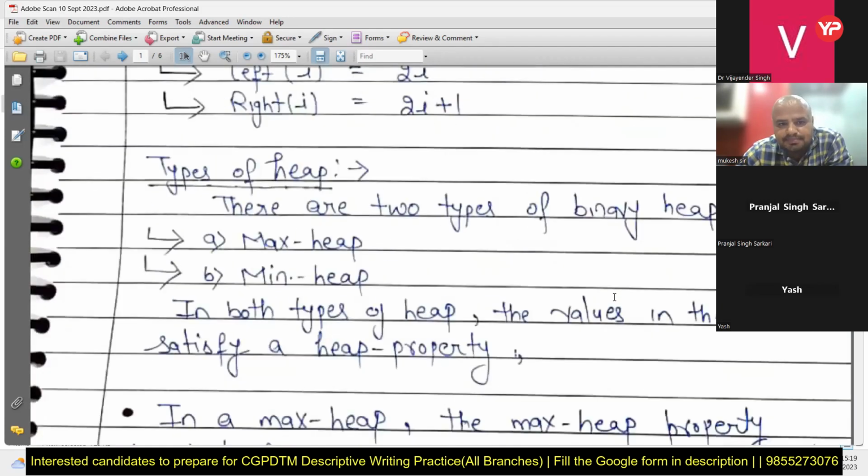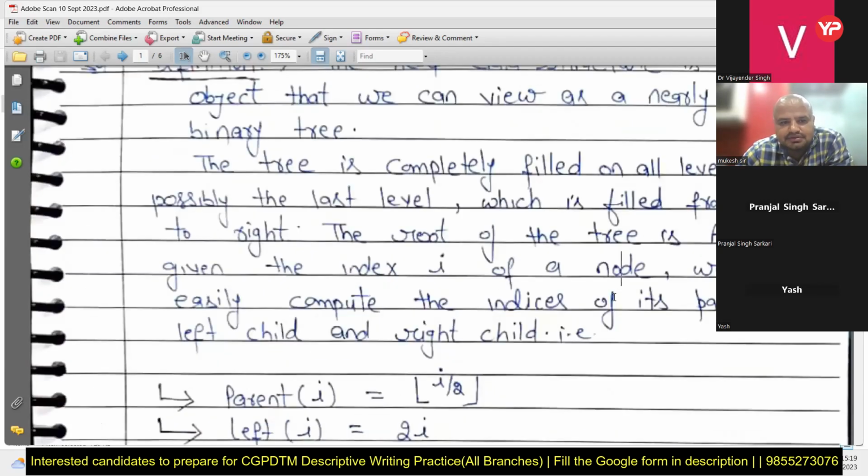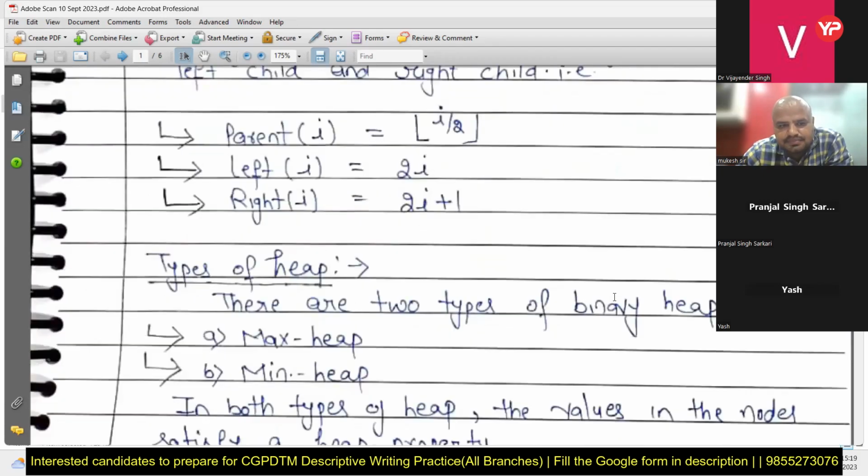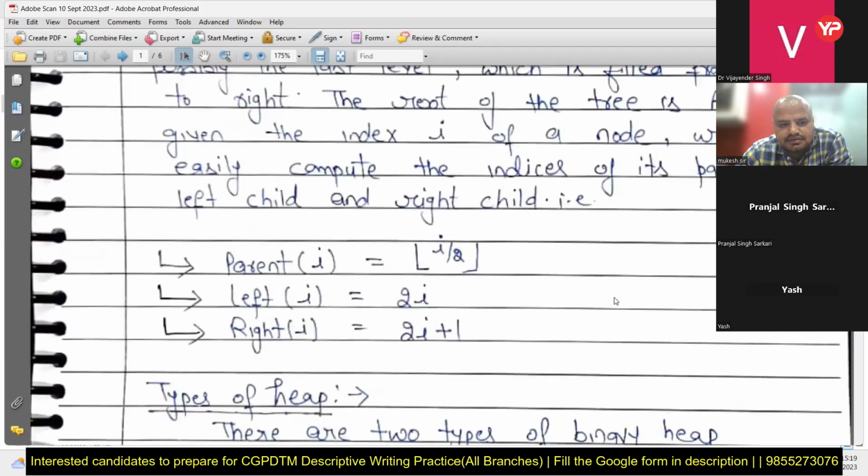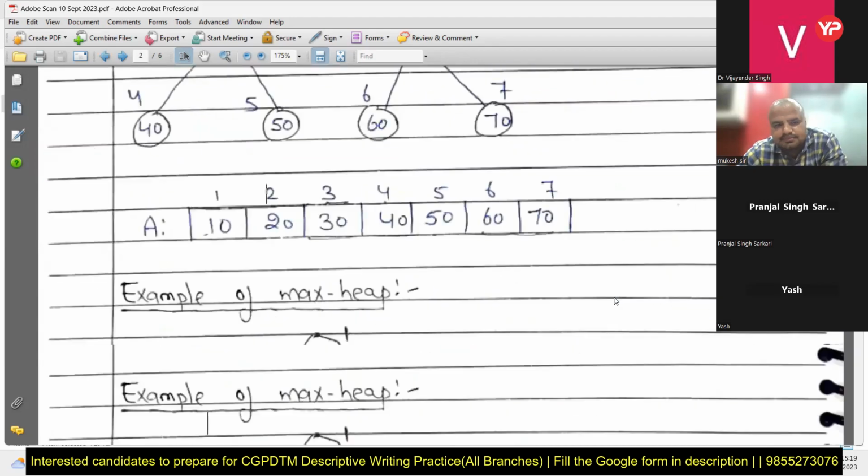Now, types of heap: mentioning it, start with a new line, underlining that part. Two types of heap, again subparts A and B, highlighted with an arrow sign. In both types of heap, the values satisfy the heap property. So what is the heap property? I start with it.